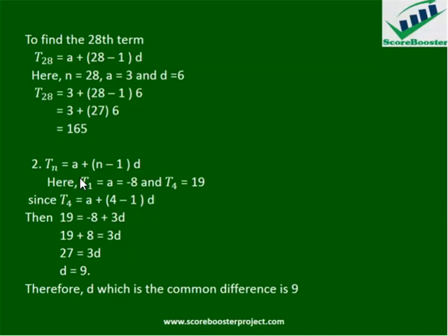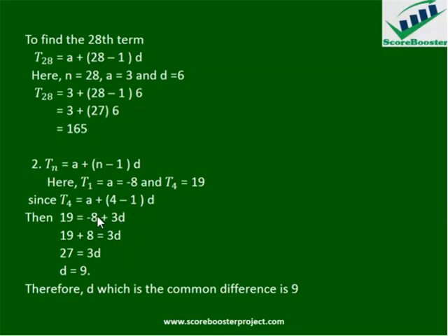So here we know the value for T4 is 19, and the first term, that is the first number in that particular arithmetic progression, is minus 8. Here, we first write down the formula for the nth term of an arithmetic progression, and we know that the first term, which is A, is minus 8, and the fourth term, represented as T4, the value for the fourth term is 19. So now we find the formula for the fourth term from the formula of the nth term. We substitute n to be equal to 4. So T4 will be A plus 4 minus 1 into D. T4 equals A plus 3D. The value for T4 is 19 equals the value for A, which is minus 8, plus 3D.